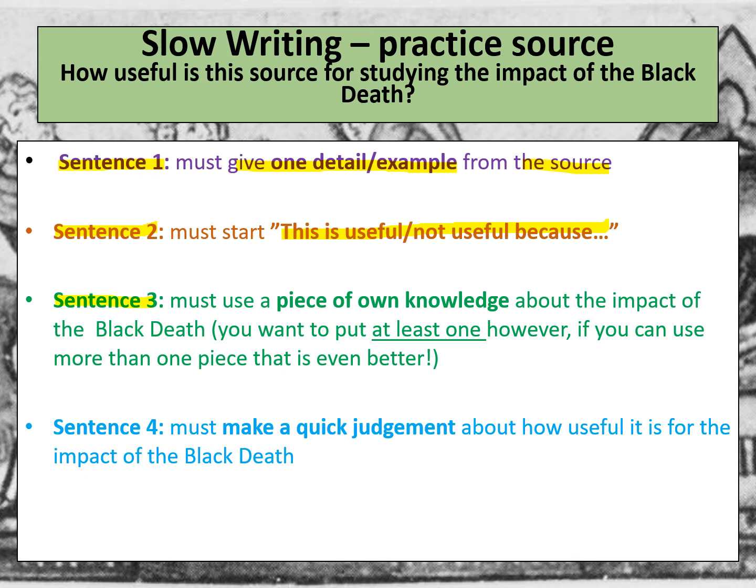Sentence 3, this is where you add your own knowledge. So anything you know about the Black Death that you can put with this source goes here. And finally, sentence 4, this is where you make a quick judgment about how useful the source has been for studying the impact of the Black Death. So you say here, overall, I think the source has been useful or has not been useful, depending on what your opinion is. I am now going to talk you through an example paragraph using the slow writing technique.